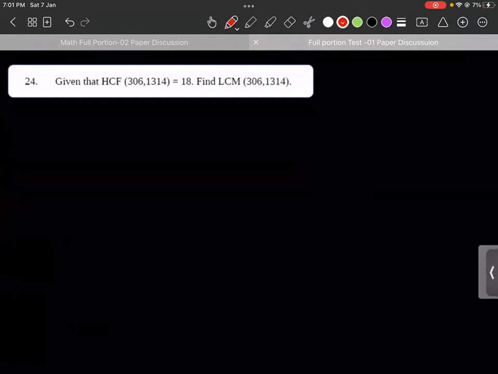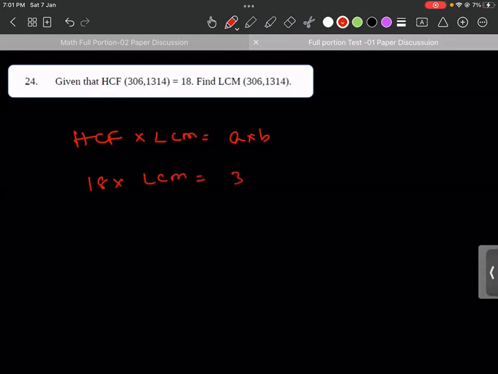The HCF of 306 and 1314 is 18. Then what is the LCM? What is the condition you would use? HCF into LCM is equal to A into B. So HCF 18 into LCM is equal to A into B, which is 306 into 1314. Basic multiplication only. So what will the answer be?